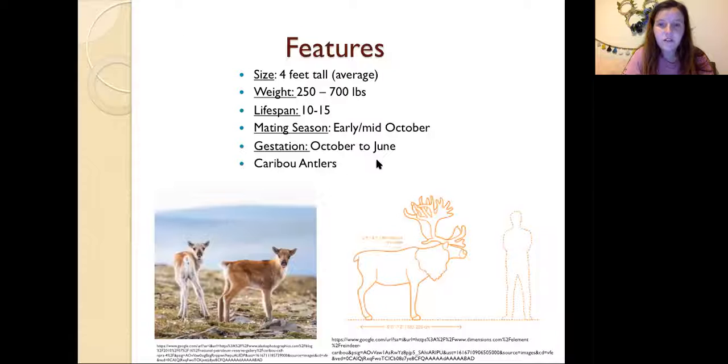Some of their key features are that they are about 4 feet tall, so you can see that in this image here. They weigh between 250 to 700 pounds, just depending. Their lifespan is about 10 to 15 years. Their mating season is typically from early October or mid-October, and their gestation period is from October to June. Both males and females do have antlers.